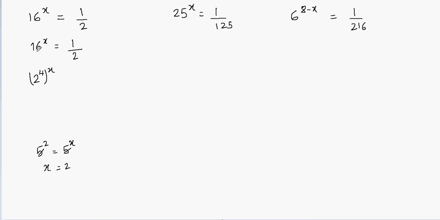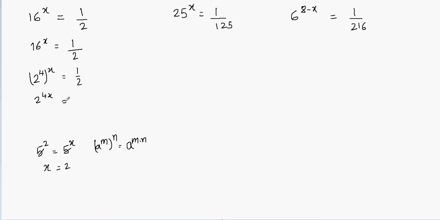I just rewrote 16 as 2 to the power 4, so I didn't change anything. And then I have this whole raised to the power x, which is equal to 1/2. Now, we know this property of exponents. We have learned that a to the power m, the whole raised to the power n, is equal to a to the power m times n. So whenever you have a power raised to another power, you can just multiply those exponents. So I have 2 to the power 4 times x, which is just 4x.